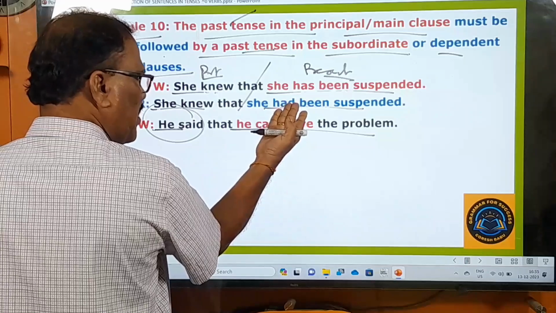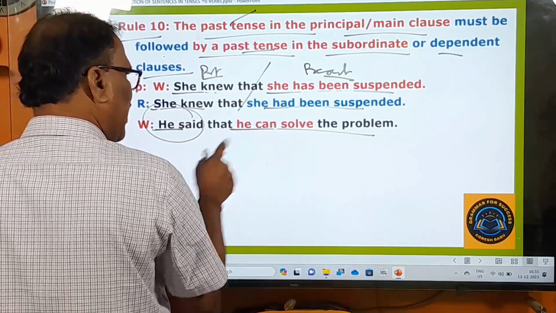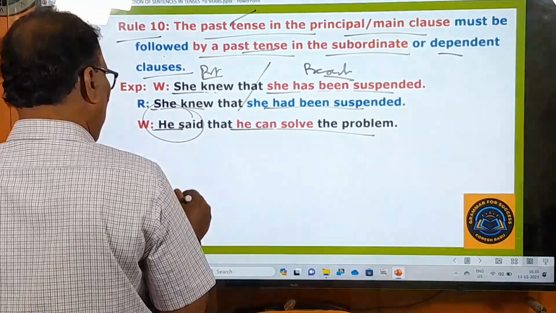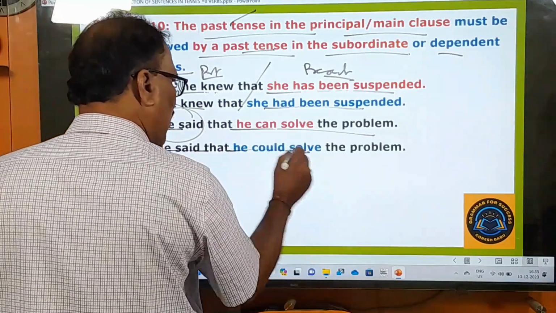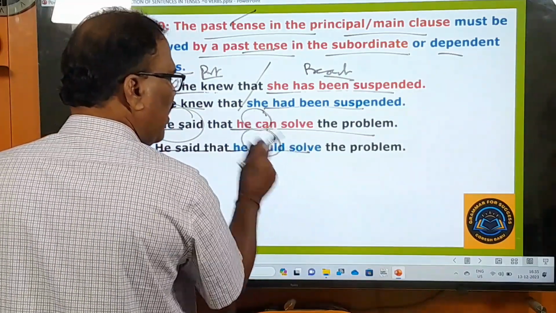So relevant to past tense here. He said is past tense and he can solve is present tense, and therefore you have to say he said that he could solve. Can is present tense, could is past tense. That's why this is there.